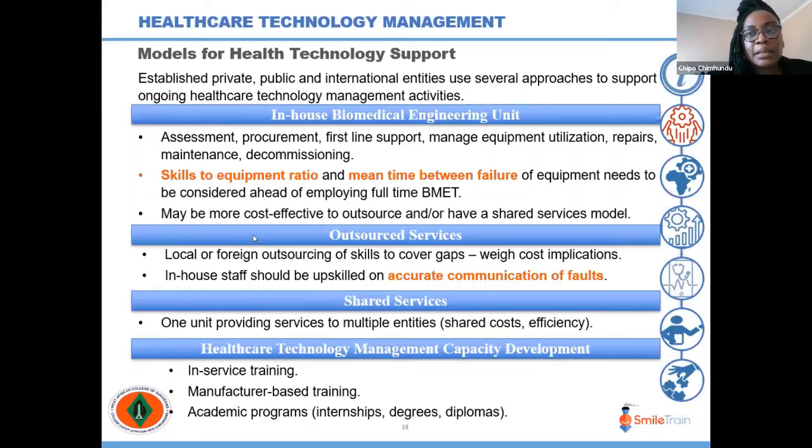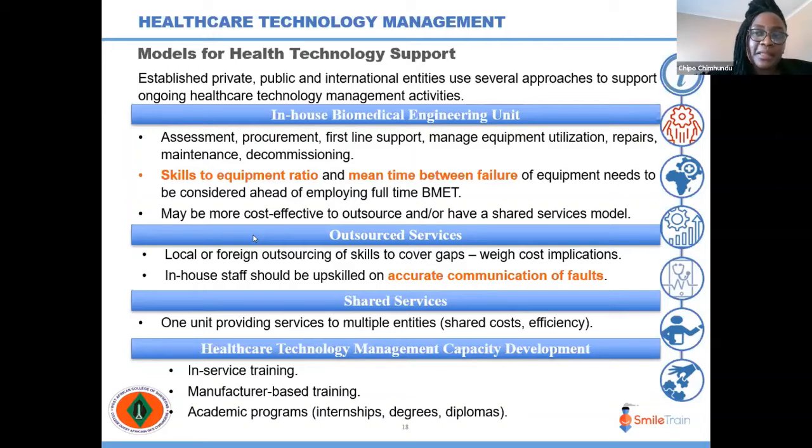I'd like to move to the left a little bit and talk about the models we can think of using in our context for supporting healthcare technology management. Some institutions that are more established will have an in-house biomedical engineering unit with some engineers, some IT personnel, and maybe some clinicians collaborating with that team to break down the medical jargon. But I will highlight that some institutions need to be very careful before taking this approach, because you need to be sure that your skills to equipment ratio is supporting this model.